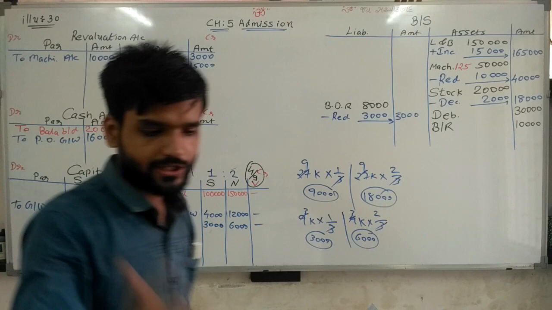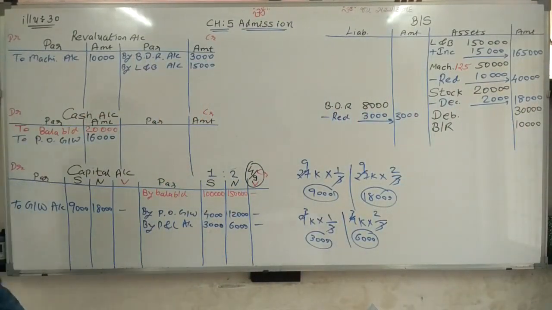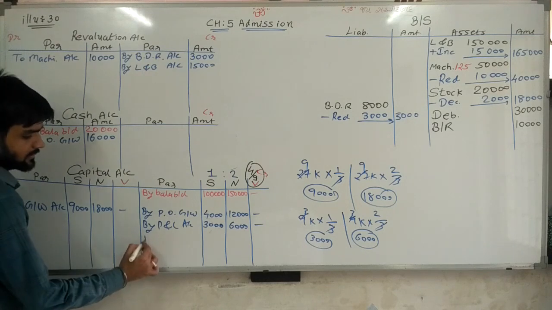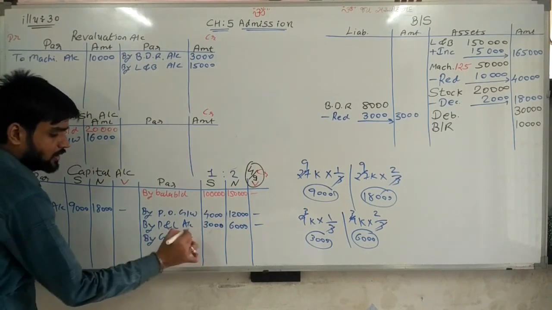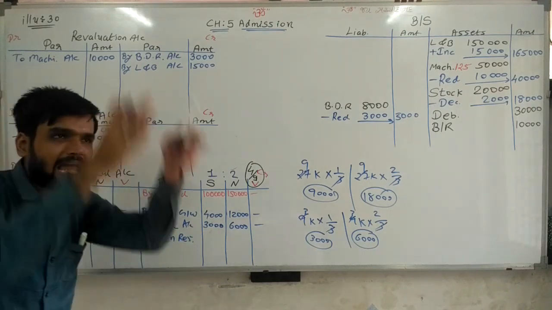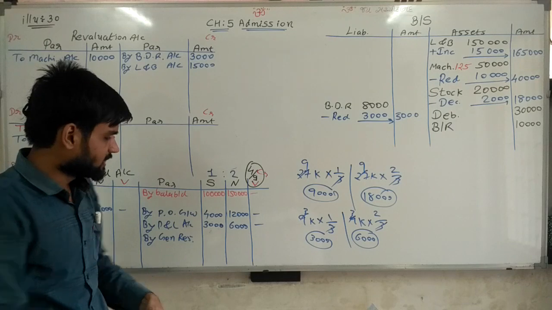Simple. Going ahead. General reserve. So general reserve is also distributed among the partners. Now, why credit side? Liability means credited. Simple. So the general reserve we are distributing.